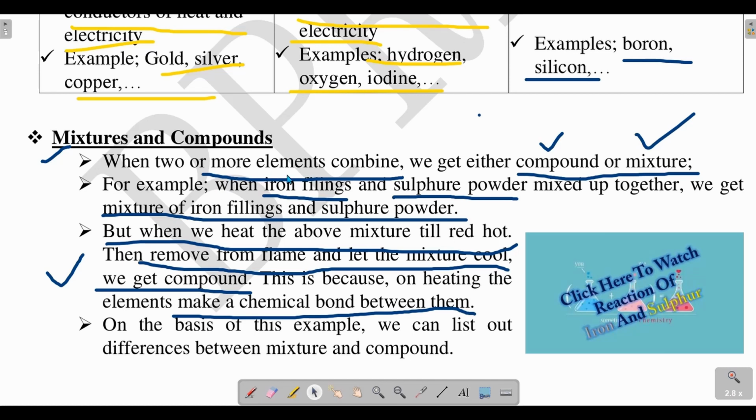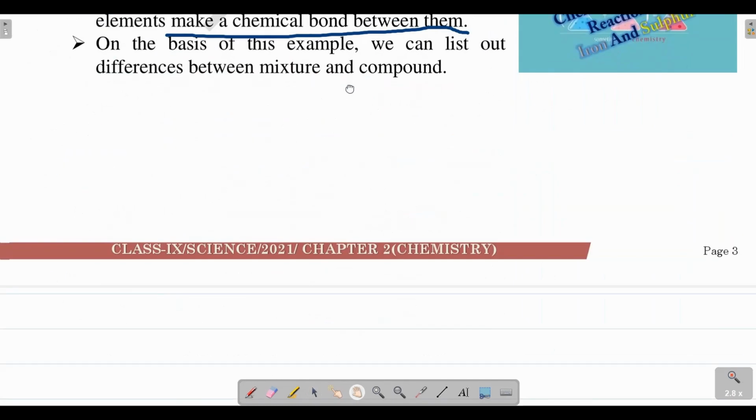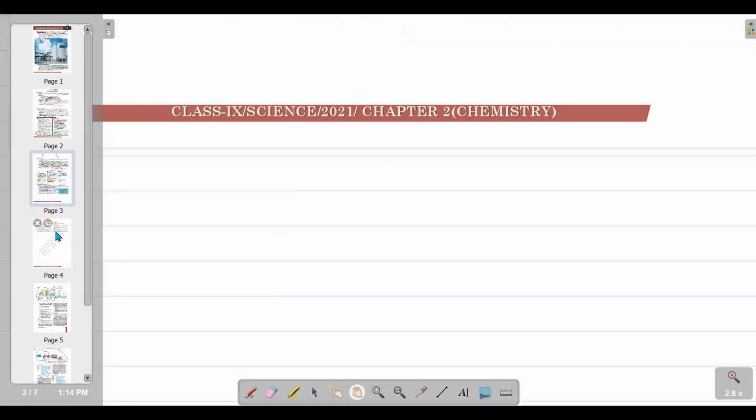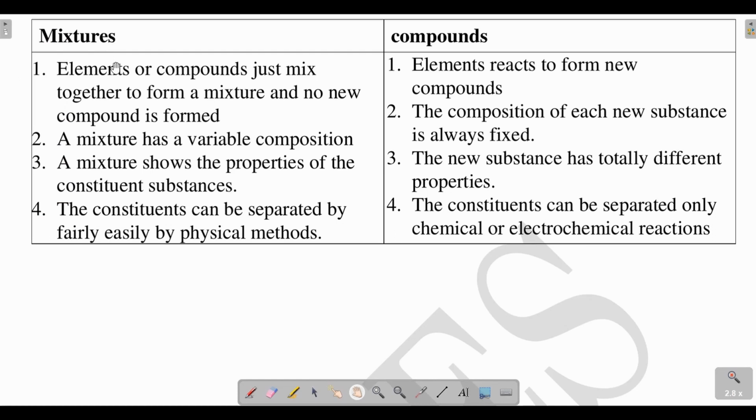And when they are physically combined without making any chemical bond, that will be turned into a mixture. Okay, and on the basis of this example, let's list out the differences between mixtures and compounds. Let's summarize these differences. What is the first difference given here?